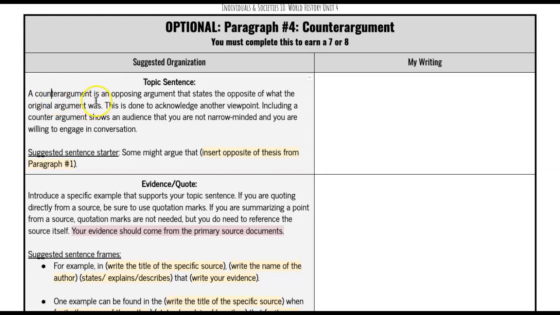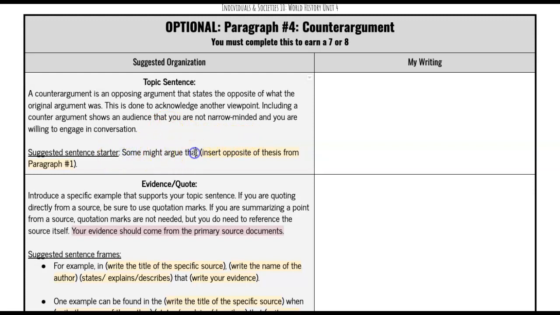A counter argument is an opposing argument that states the opposite of what the original argument was. This is done to acknowledge another viewpoint. Including a counter argument shows an audience that you are not narrow-minded and that you are willing to engage in conversation. So our suggested sentence starter sounds like this.